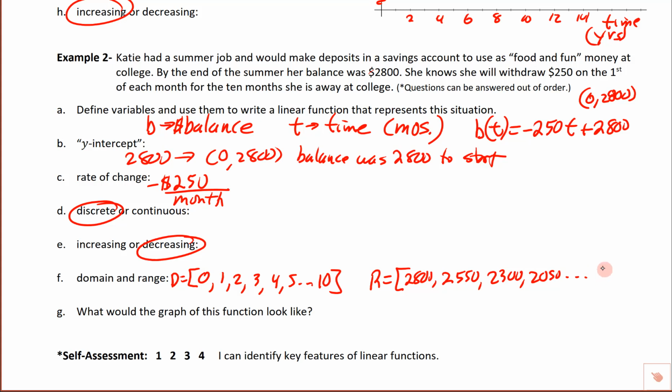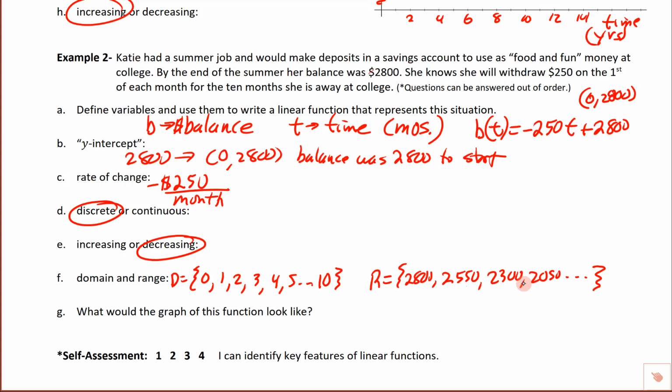Okay, and so I guess on this one we could put set brackets. That actually might be a better way to go, then we're not locked into interval notation or something like that. So I think I'm going to go ahead and do that. We'll do it's the set of numbers from 0 to 10, those representing month 0 to month 10. And then it's the dollar amounts from 2,800, then 2,550, then 2,300, and so forth.